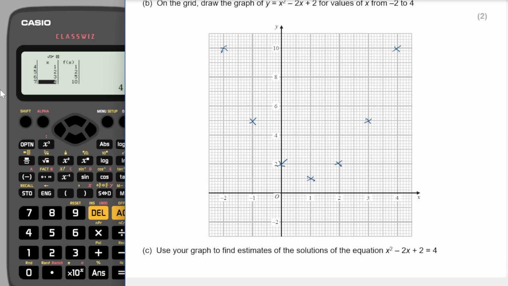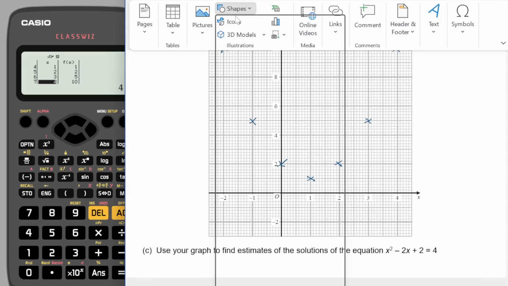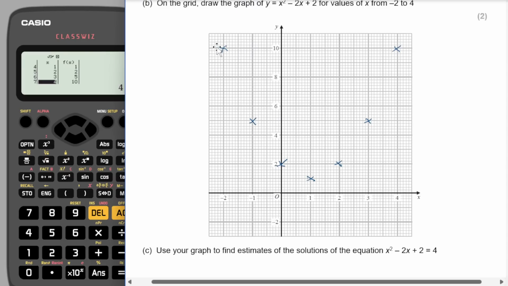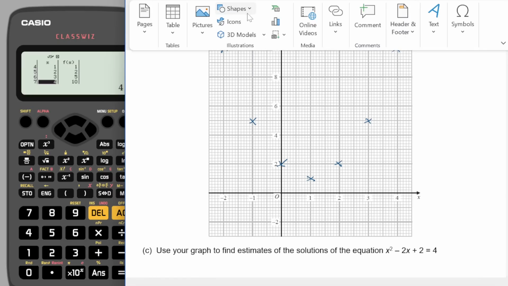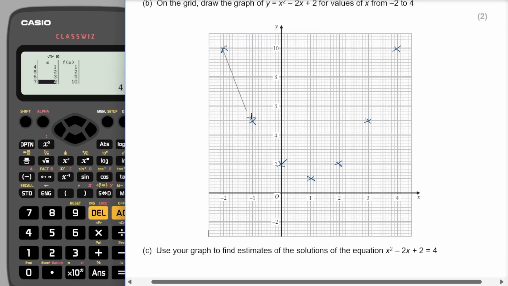Now you want to join them up with as smooth a curve as you can, so I always keep my wrist on the inside if I'm doing this on a paper copy. If I'm using a digital copy like this, I tend to take a cheat. My cheat is, all I'm going to do is insert, and the shape I want to insert is going to be a wavy line. So mine will automatically give me a smooth curve.